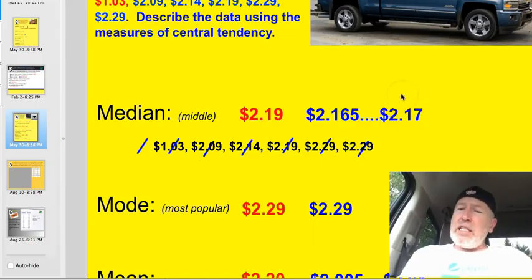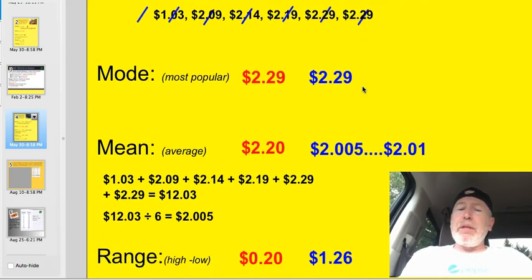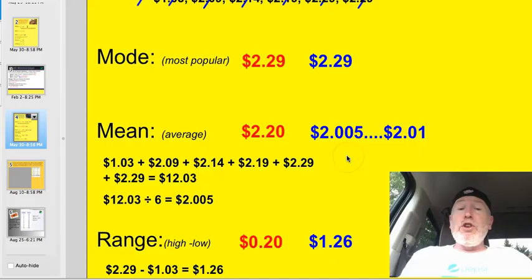So in this case, by adding that value, the median, or that middle score, changed from $2.19 per gallon to $2.17 per gallon. The median went down. The mode didn't change. It was still $2.29 per gallon. That was the most popular price I paid. The mean changed, and you knew it would because I added in this $1.03 a gallon diesel fuel.